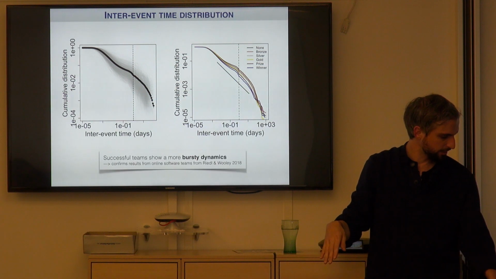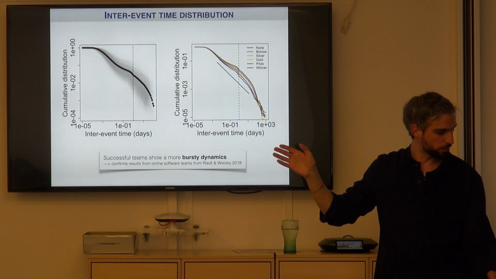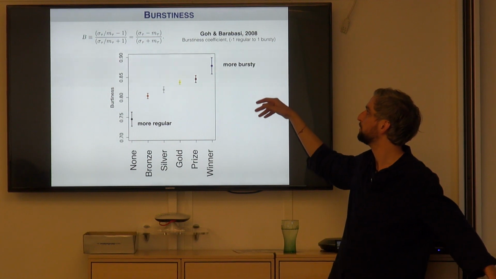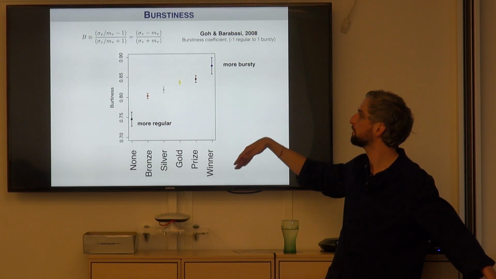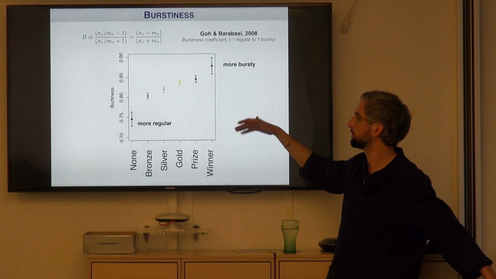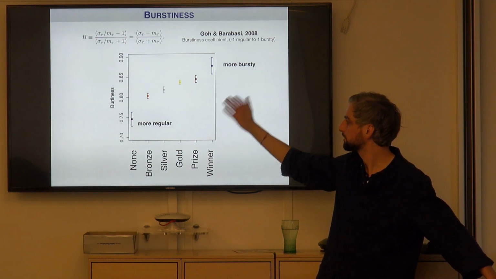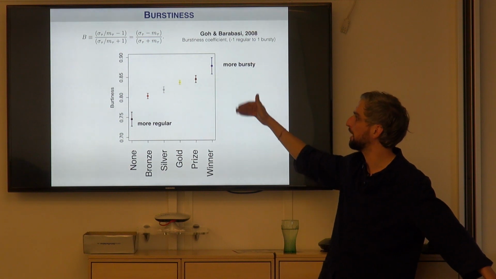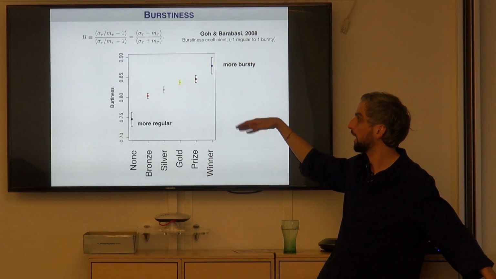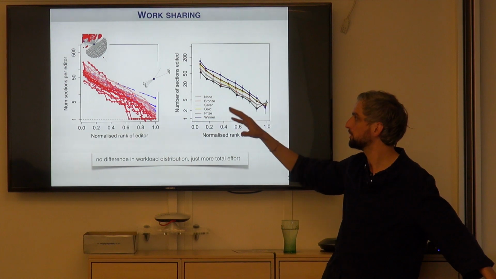scale-free distribution. And that's something you can quantify with the burstiness coefficient that was introduced 10 years ago, which looks at a departure from Poissonian. You can just recapitulate the fact that a high-performing team has a more bursty behavior in their inter-event time. So that's something that was known.